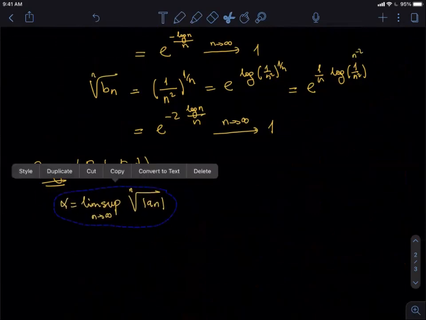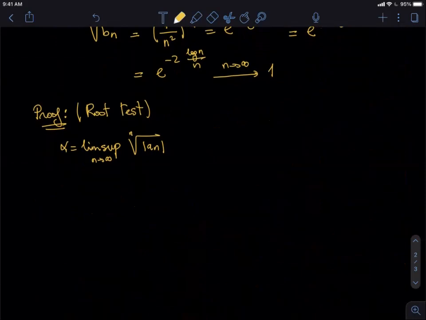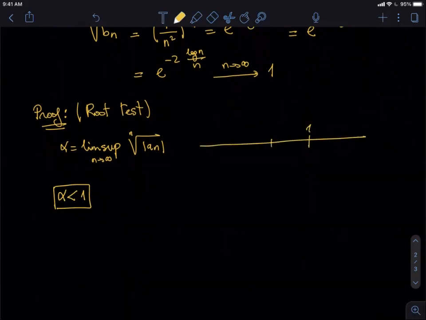Okay. And let's see case by case. So first, if alpha is less than 1, what happens? Here we are saying the lim sup. So here we have 1 and we have our alpha, which is the lim sup. That means that even if the sequence has multiple accumulation points, the alpha is the largest.